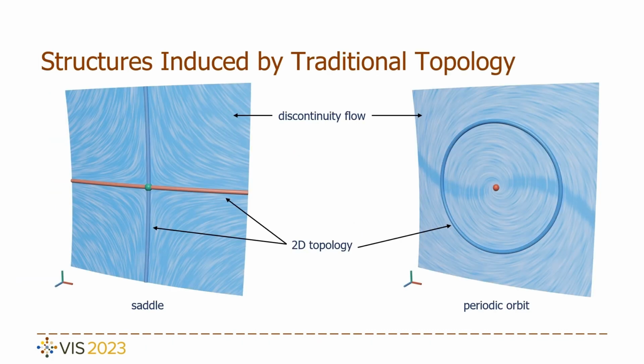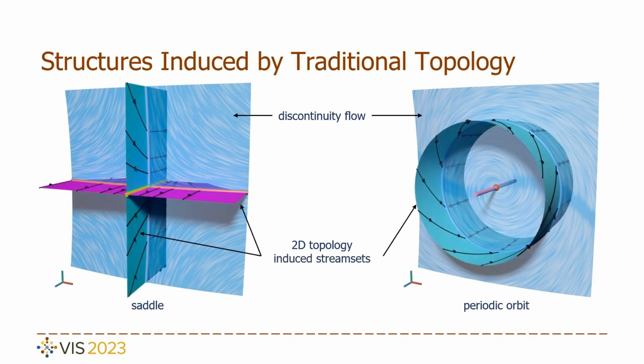We can apply traditional vector field topology to the discontinuity flow. Here we look at attracting sliding flows with the saddle and the periodic orbit. We now compute the stream sets of these topological 2D structures. Black streamlines indicate non-unique flow.